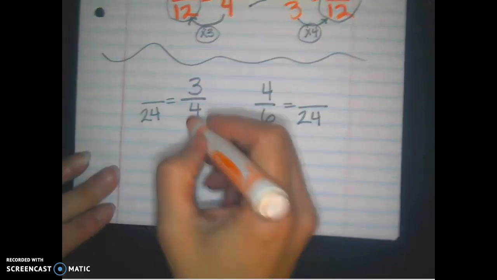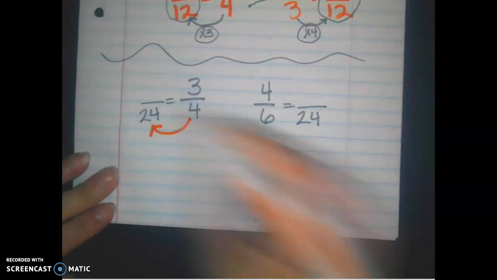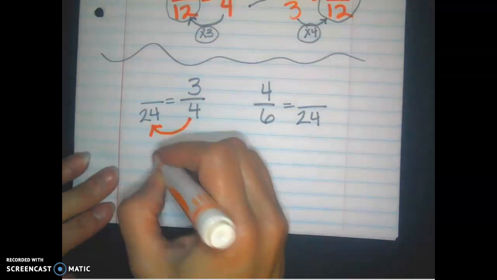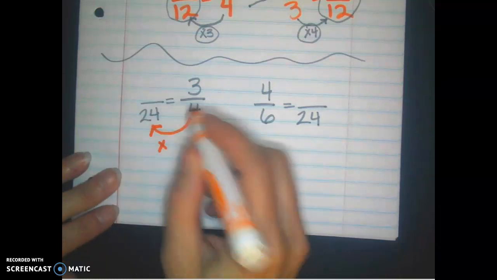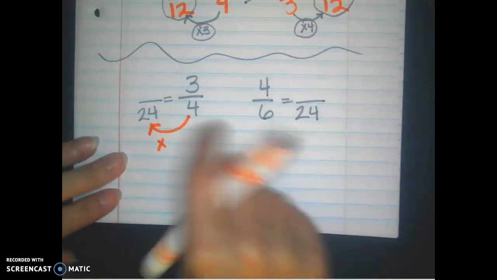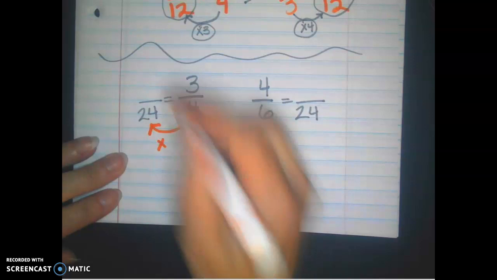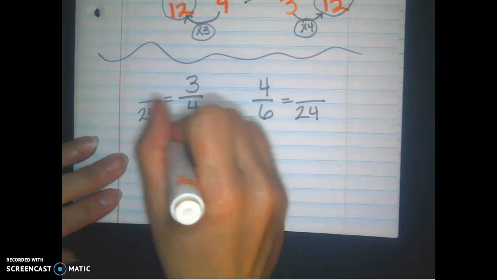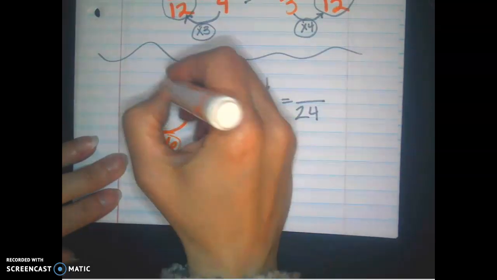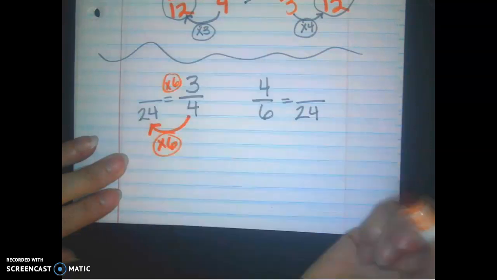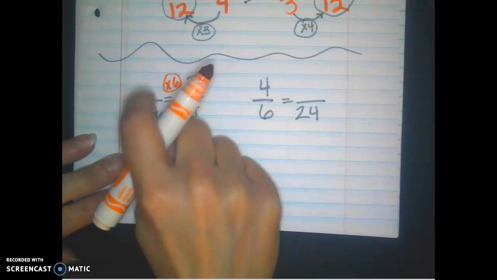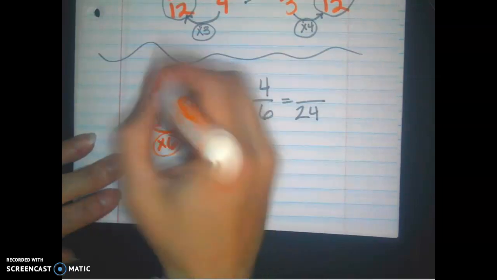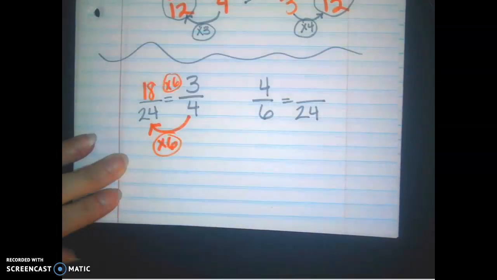You have to say, what can you do to 4 to get to 24? Well, 4 times what makes 24? We know it has to be multiplied because it's getting bigger. If you get bigger, it's going to multiply. If it's getting smaller, it's going to divide. And since we multiplied 4 times 6 to make 24, we know it's going to be times 6. And remember, whatever you do to the bottom, you do to the top. So then I'm going to multiply the top times 6. So then you multiply your numerator times 6 to get your new numerator. 3 times 6 is 18.